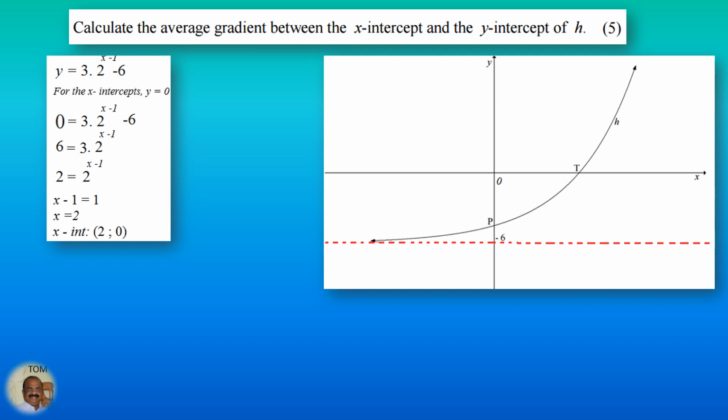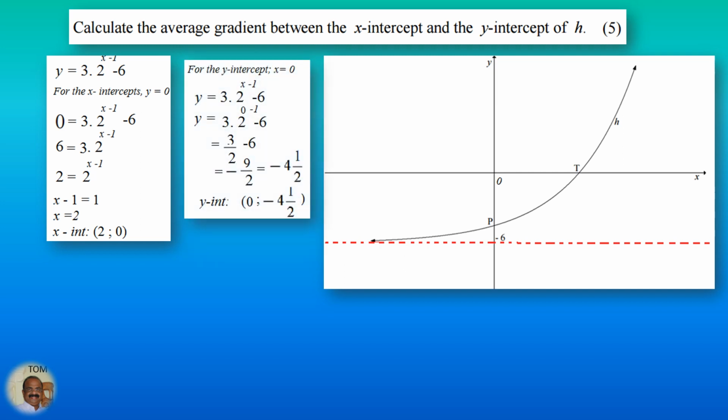2 means 2 to the power 1. Now the bases are equal. So the exponents are equal. Therefore x minus 1 equal to 1. And then x equal to 2. The x-intercept, that is the coordinates of t, is 2, 0.